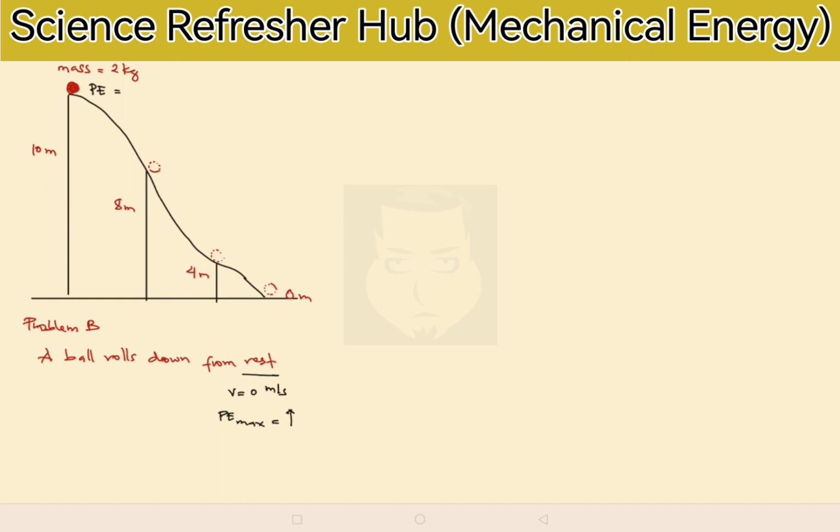The formula to get the potential energy is mgh. As we all know, the mass of the ball is 2 kilograms. And since it's happening on Earth, we have Earth's gravity that is constant, 9.8 meters per second squared, so that you will not forget it.